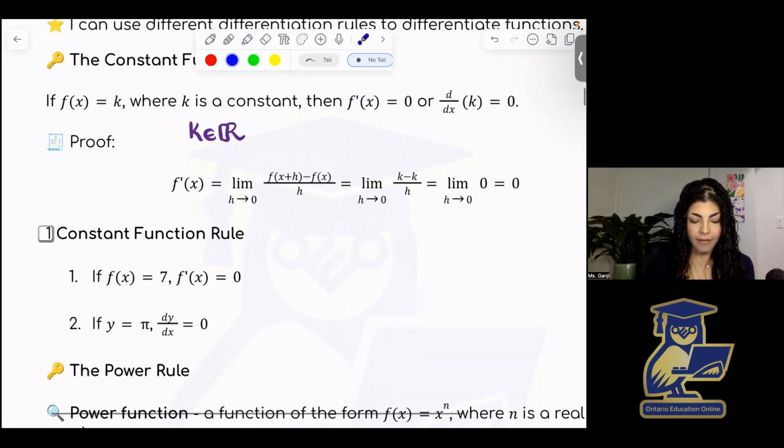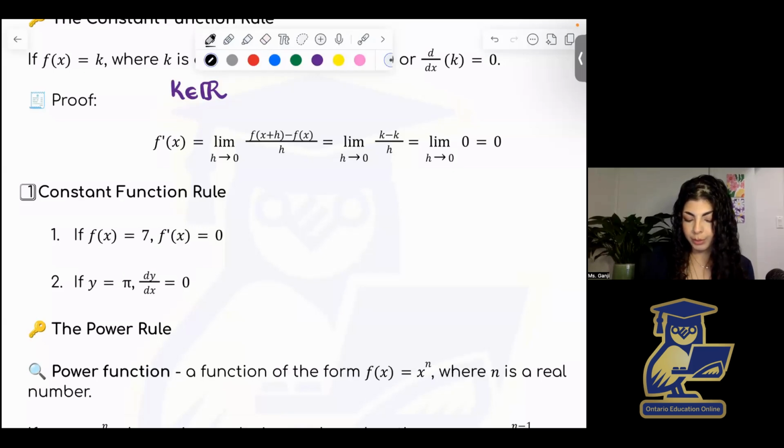So here we have f of x is equal to 7. Then its derivative, f prime of x, would just be 0. Another example would be y is equal to pi, and we say dy by dx is 0. And keep in mind, another way you can interpret this is I don't have any x in here. So when I'm finding the derivative with respect to x, there's nothing for me to differentiate. So then I just end up with 0.